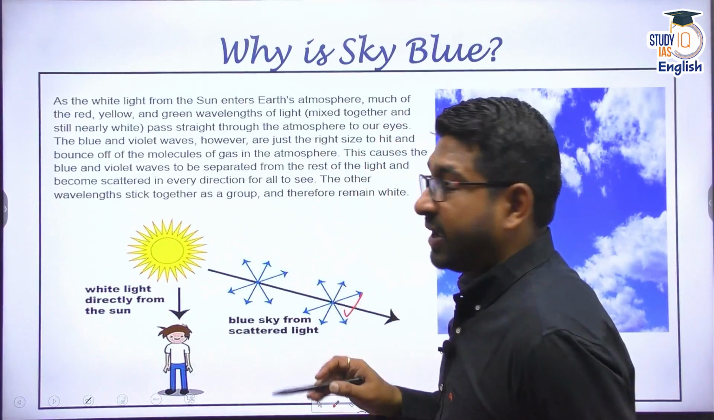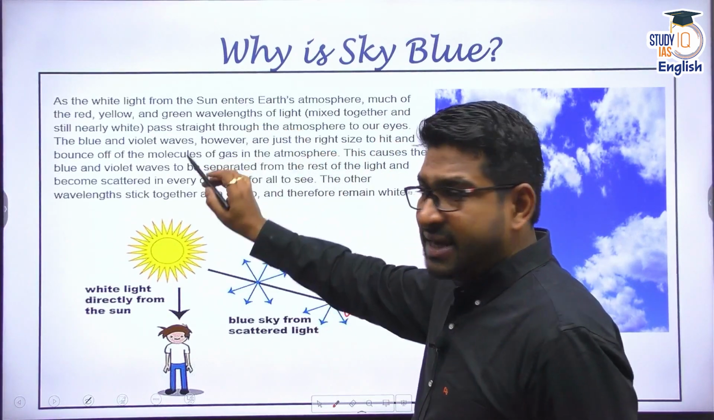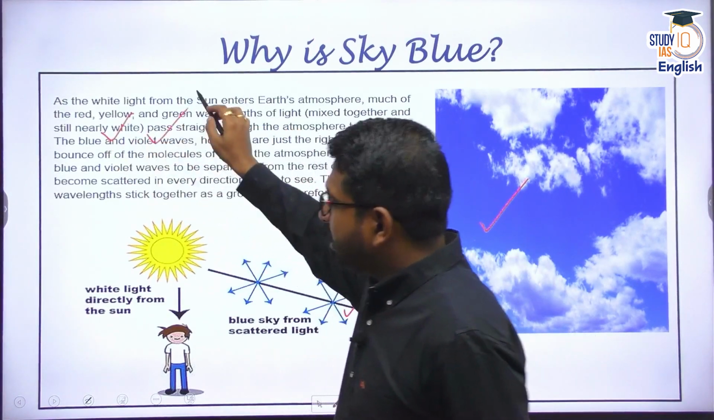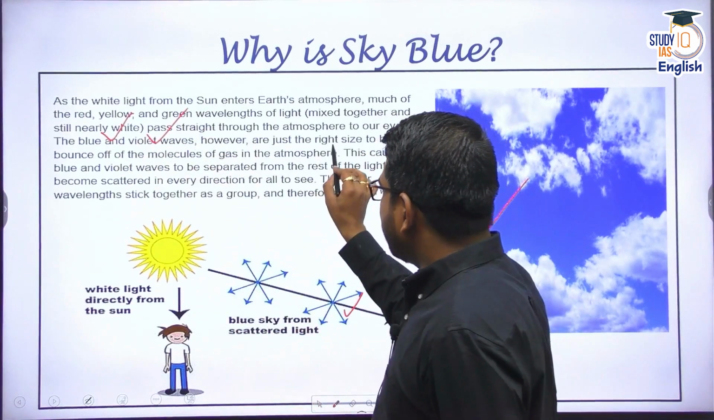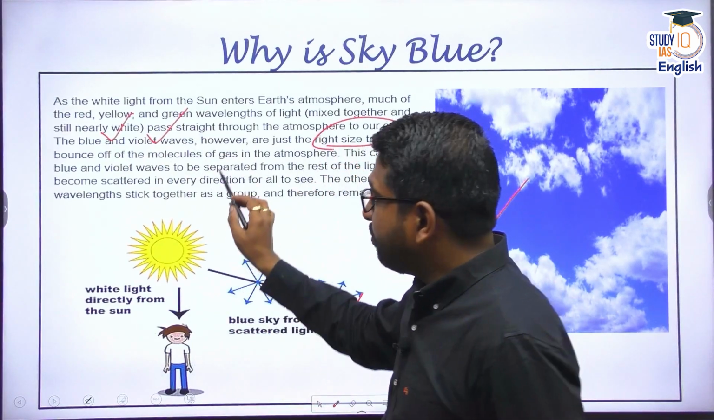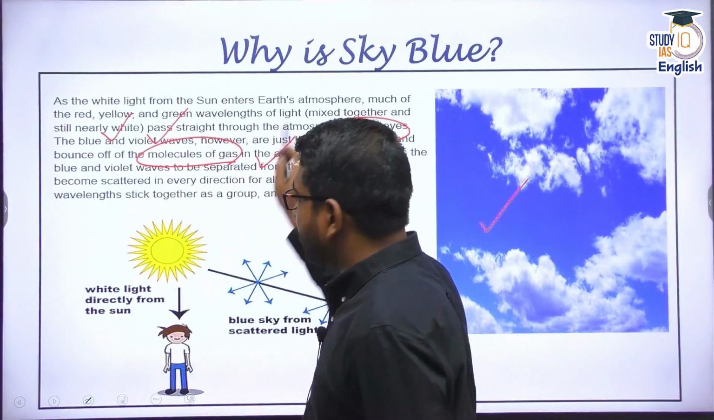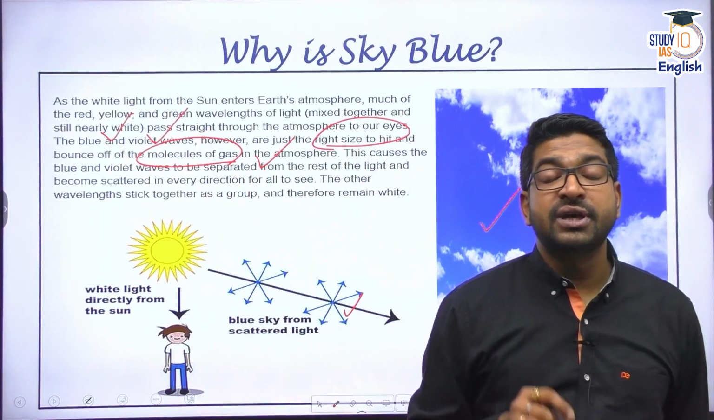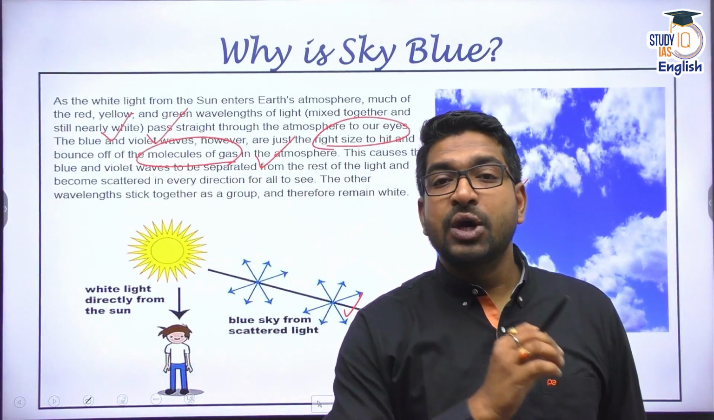All right. Why? Because the size of blue waves and violet waves especially are just the right size to hit and bounce off the molecules of gas, dust and water molecules in the atmosphere, because of which we see a blue sky.